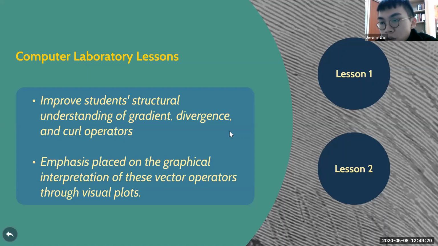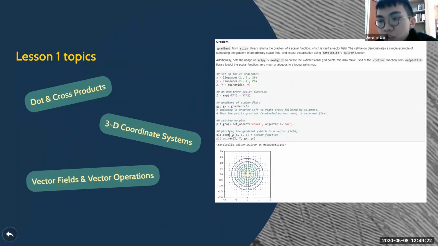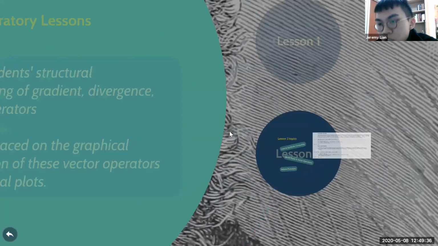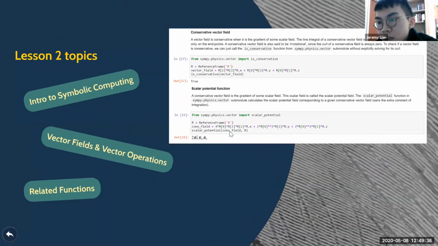Some examples of topics include a basic introduction to dot and cross products as a warm-up, a mention of the various 3D coordinate systems, and dedicated materials for vector fields and vector operations. There's also an introduction to symbolic computing, vector operations using symbolic computing, and lastly, related functions. Now, what we meant by related functions are the concepts of conservative vector field and scalar potential function.